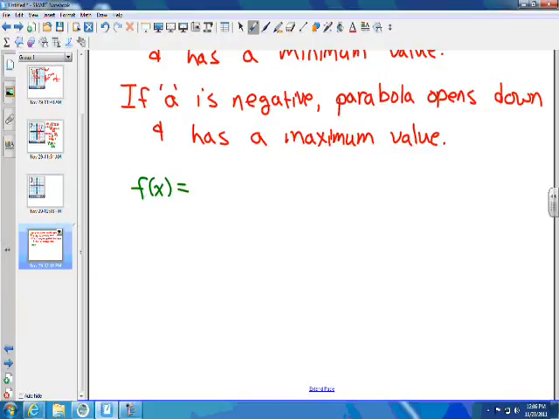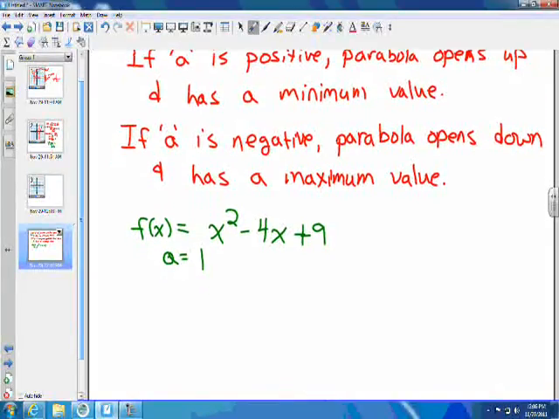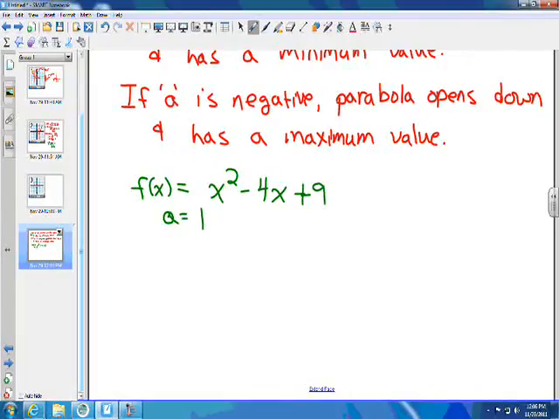So f of x equals x squared minus 4x plus 9. So again, no graphing on these problems. You just have to find the maximum or minimum. How do you know whether you have a maximum or a minimum? You look at A. What's A in this problem? A is positive 1. That's what number is right there in front of the x squared. So A is positive 1, so do we have a maximum or a minimum? We have a minimum value, and we have to find it. All that means is you got to find the vertex, which we already know how to do.